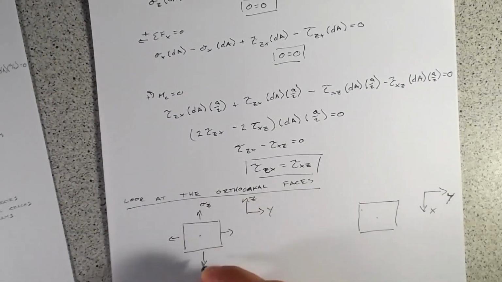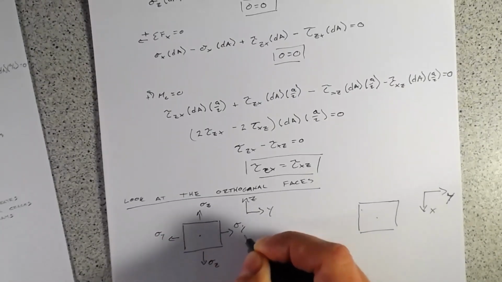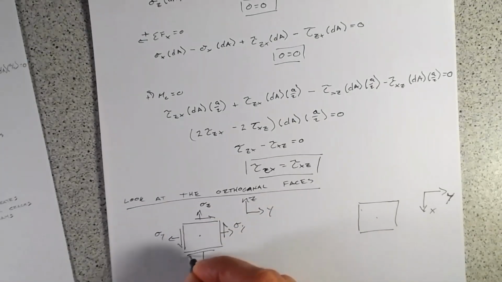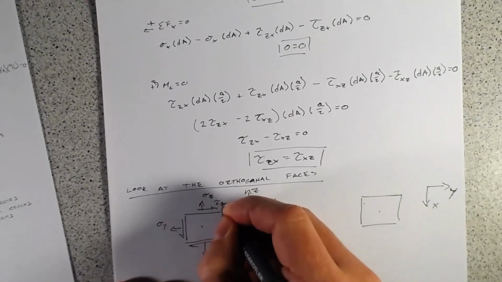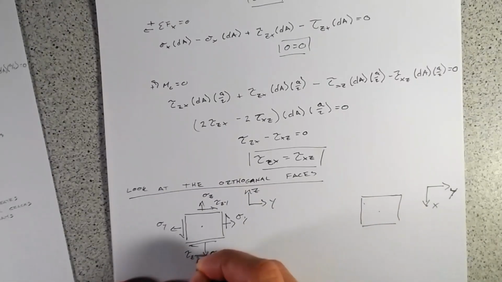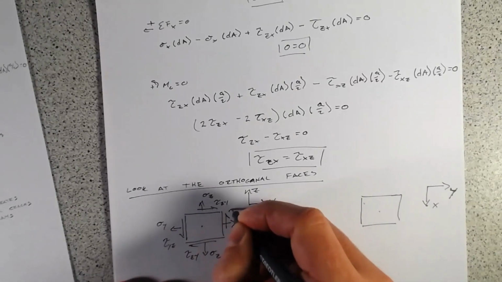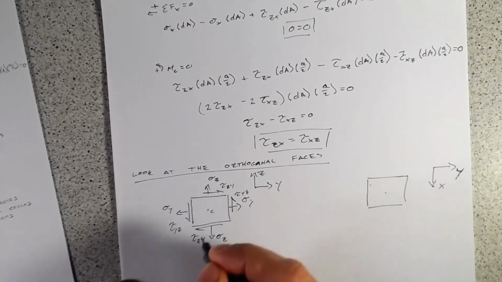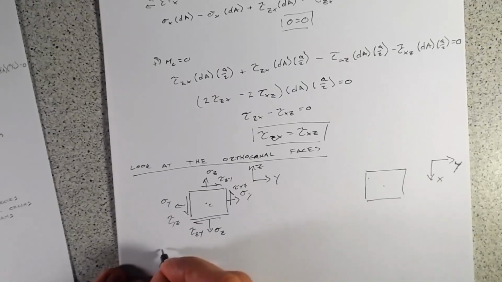So stress in the Z direction, normal stress in the Y direction, and these are our shear stresses. So you have tau ZY, tau ZY, and tau YZ, tau YZ. And we'll call that C. And again, remember it's a cube, so the side lengths are all equal to A. So we sum moments at C.